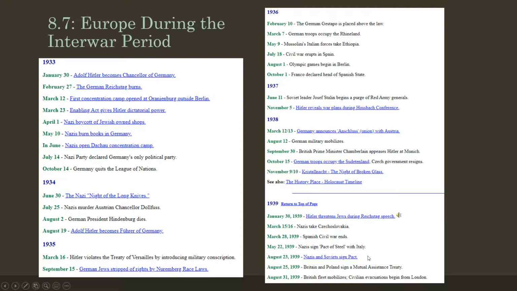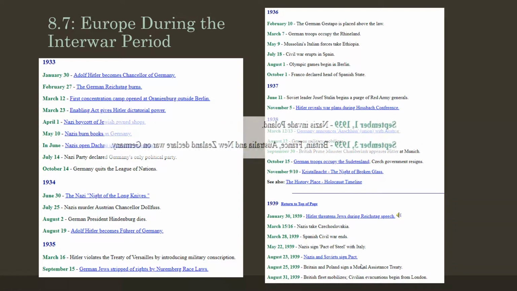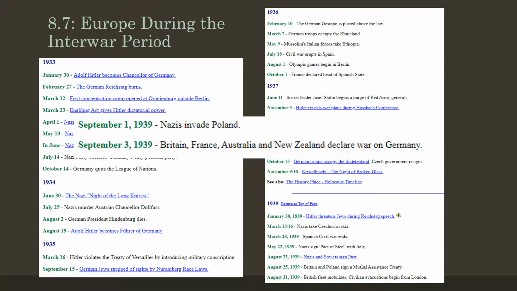A lot of times students look at that and they're like, wait a second, I thought the fascists and the communists hated each other and didn't trust each other. Yeah, they absolutely did. But this was mutually beneficial for a time. And it's at this point that we get the start of the war. September 1st, 1939, the Nazis invade Poland. 2 days later, Britain, France, and Australia and New Zealand declare war on Germany, and the war is on.